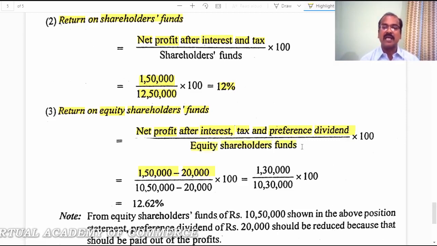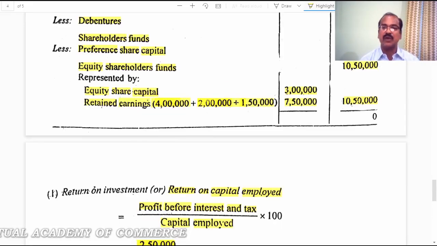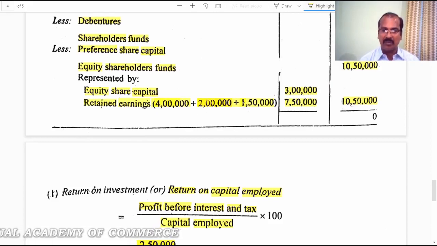Divided by equity shareholders' funds, it is 10,50,000 minus 20,000. How is this calculated? Now listen to me. 3 lakh equity capital, 4 lakh rupees reserve, 2 lakh rupees accumulated P&L account. From the current profit after interest and tax 1,50,000, if you pay 20,000 rupees preference dividend, what would be the balance of this figure? It would be 1,30,000 only.